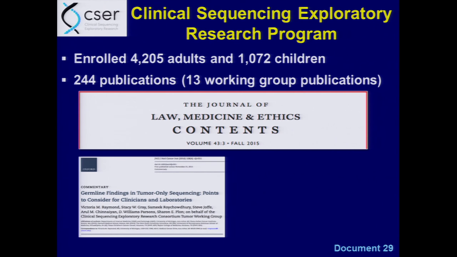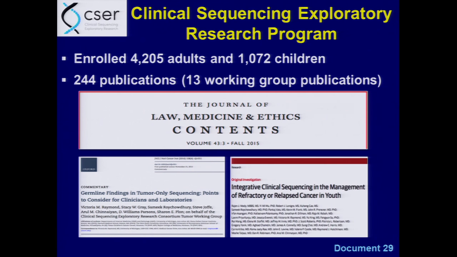The CSER Tumor Working Group recently published a commentary highlighting points for clinical laboratories and physicians to consider when ordering tumor-only genome sequencing. And the University of Michigan CSER site recently published an analysis integrating tumor DNA and RNA as well as germline DNA sequence data in 91 pediatric patients with rare, relapsed, or refractory cancer. They found that 46% had actionable germline or somatic findings that could influence their clinical management, with RNA sequence data accounting for about 20% of the actionable findings.